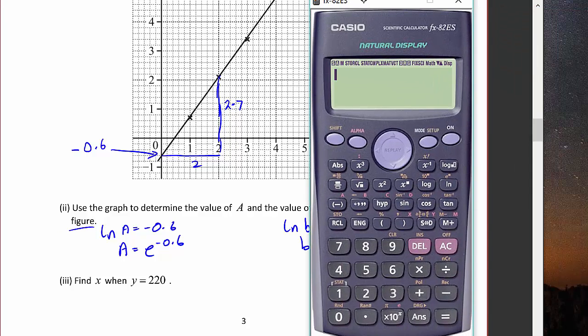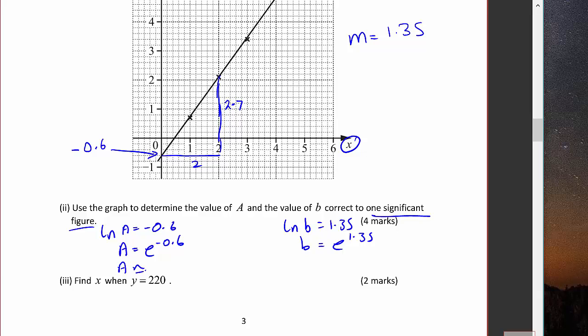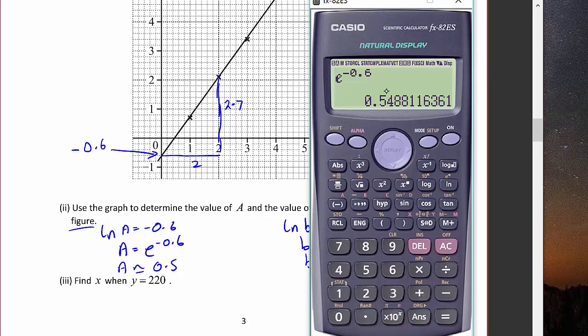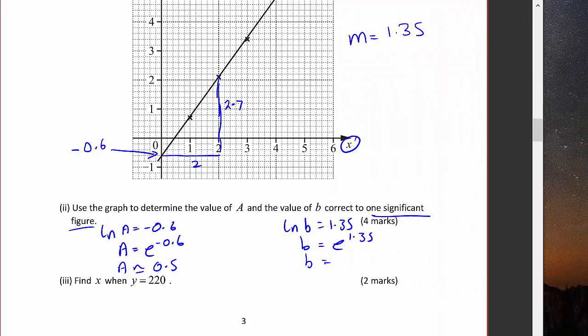So we've got e to the negative 0.6, and that's 0.5 to one significant figure, and b is going to be e to the 1.35. So let's just go back and edit this. Oh no, not allowed me to do that, so go back to here and 1.35, and that's going to be 4 to one significant figure.